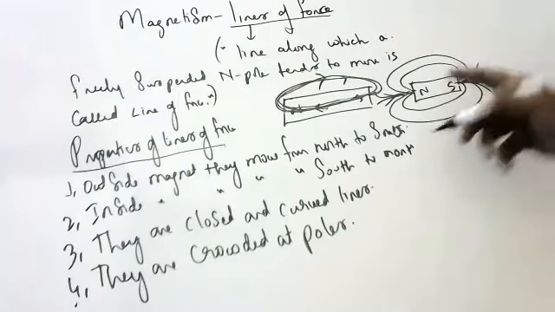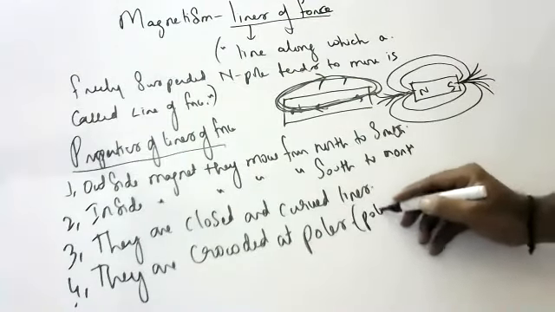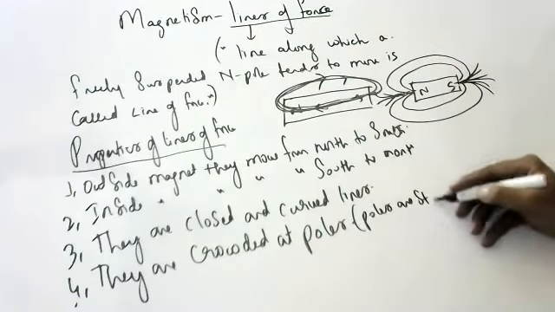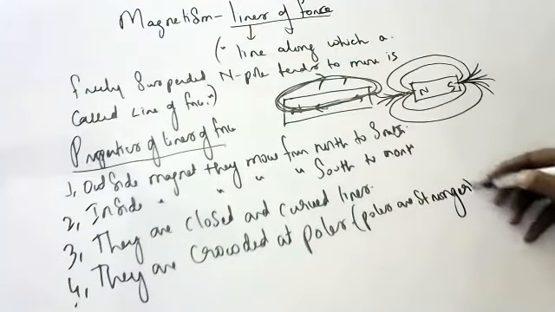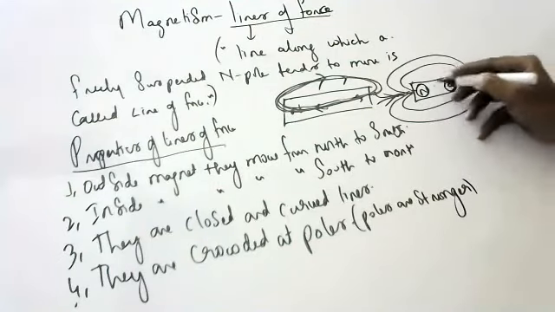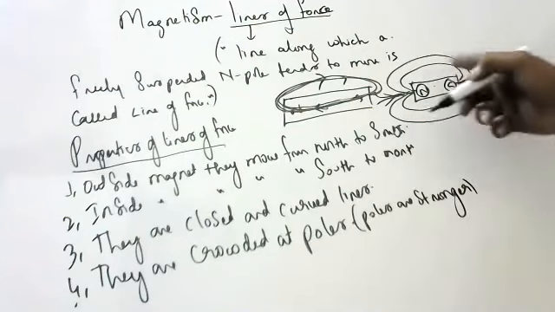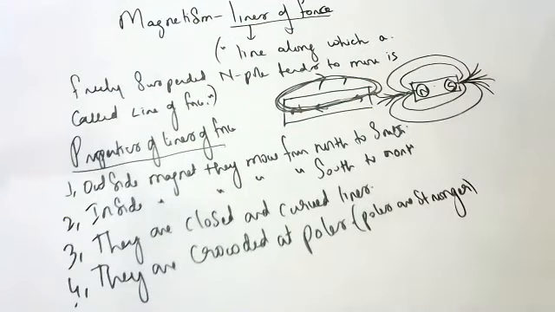Why? Because poles are comparatively stronger than the middle of the magnet. That's why they are crowded at poles. Okay, children, they are crowded at poles.